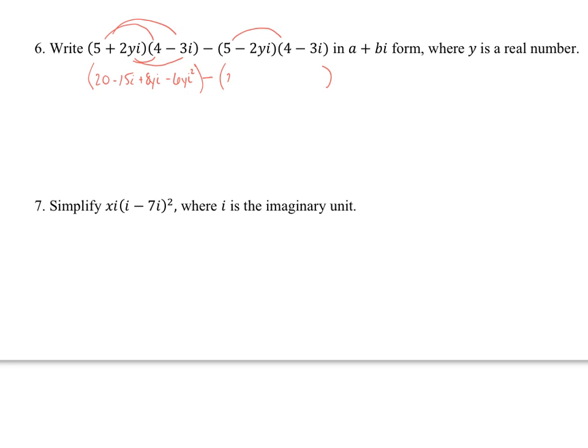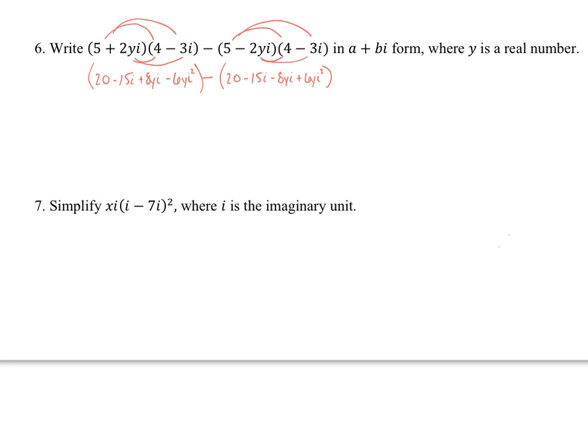5 times 4 again is 20. 5 times negative 3i is negative 15i. Negative 2yi times 4 is negative 8yi. And negative 2yi times negative 3i is going to be positive 6yi squared. Now, we have our two quantities.